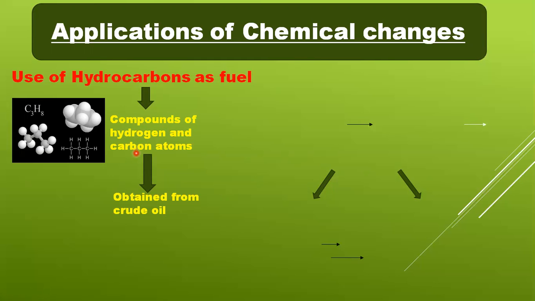So what are hydrocarbons? The compounds of hydrogen and carbon atoms. And from where can we obtain these hydrocarbons? We can obtain these hydrocarbons from crude oil. And what is crude oil? Crude oil is basically the impure form of oil, or the unrefined form of petroleum. It means crude oil contains impurities, and we can use these hydrocarbons as a fuel in the form of petroleum, natural gas, or CNG, and this fuel we use to run our vehicles.